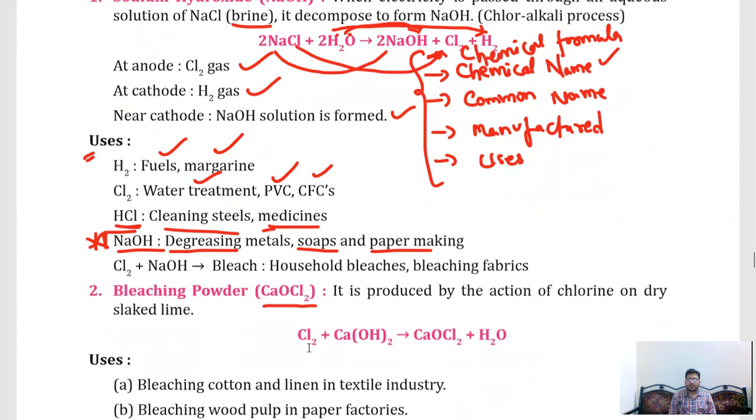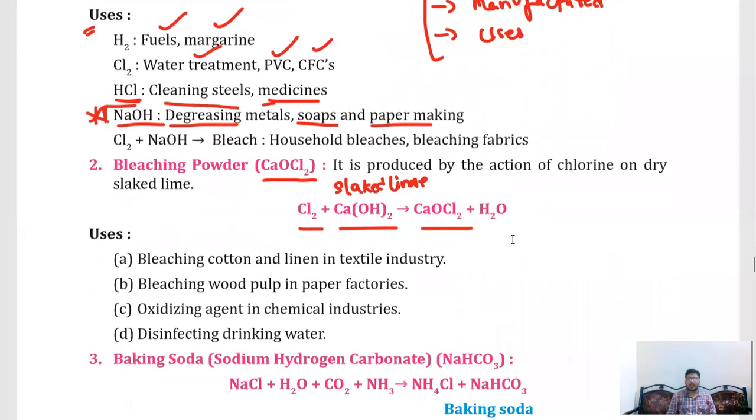How is it manufactured? You see the chemical equation: Cl2, chlorine gas, plus Ca(OH)2, calcium hydroxide. So it is produced by the action of chlorine on dry slaked lime. Ca(OH)2 is nothing but slaked lime. If you pass chlorine gas through slaked lime, you can get CaOCl2, calcium oxychloride, bleaching powder, and water is produced.